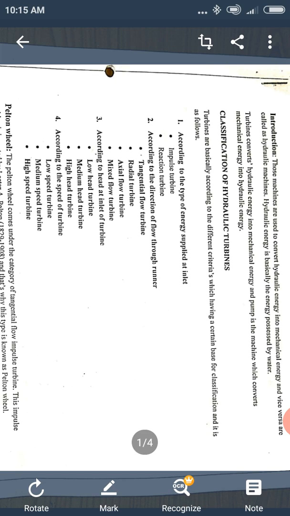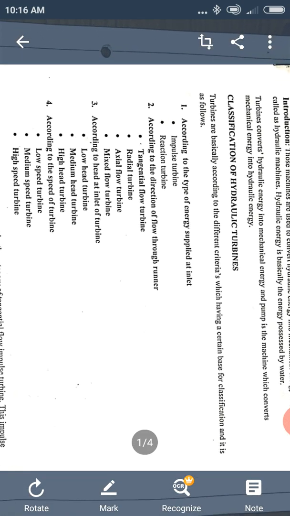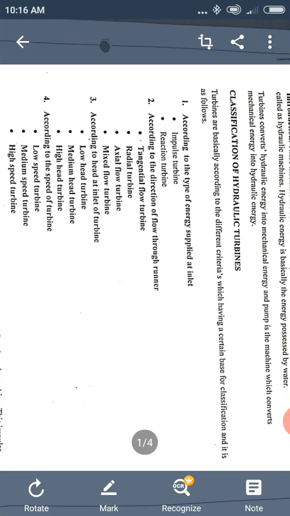So we have the hydraulic turbines and their classification. Turbines are classified into different categories, each having a certain basis, as follows. The first is according to the type of energy supplied at the inlet: impulse turbine and reaction turbine. If the energy is completely kinetic energy, then it is called an impulse turbine, and if it is the sum of pressure energy and kinetic energy, it is called a reaction turbine.